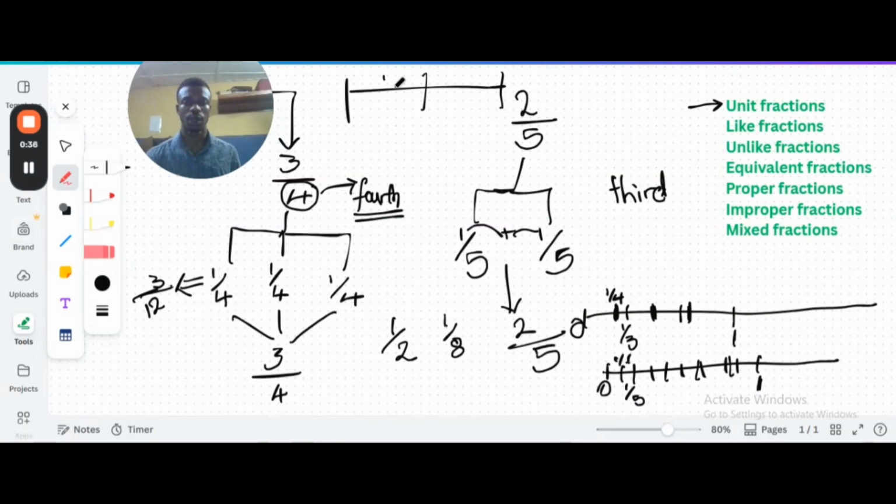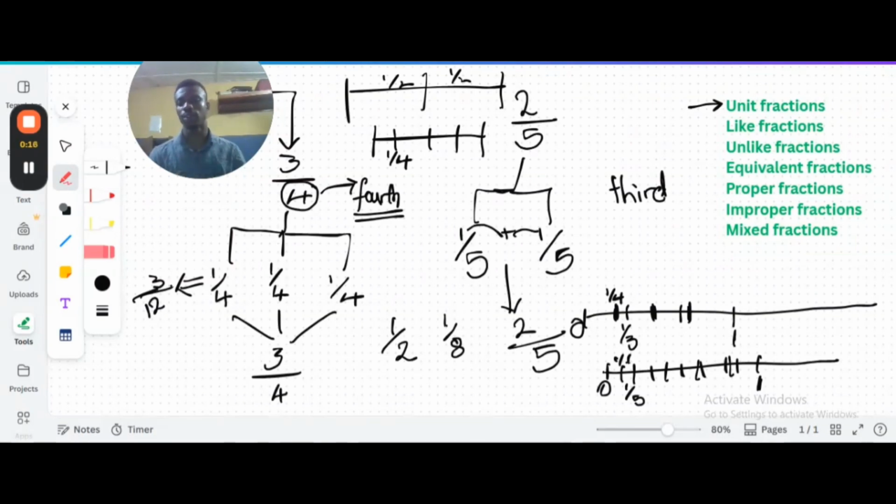This is 1/2, and this is 1/2. Now, this is 1/4. Each of these represents 1/4. So the more you cut this down, the smaller it becomes. You see, the more you break something, the smaller it becomes.